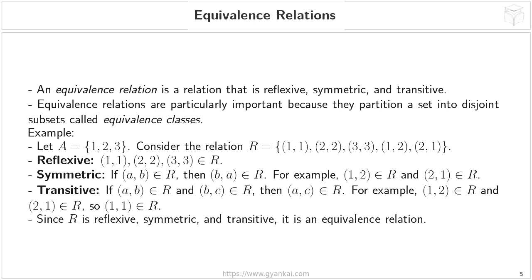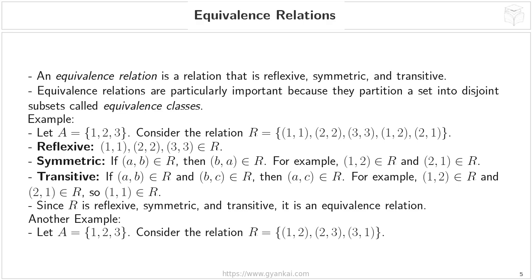Since R is reflexive, symmetric, and transitive, we can confidently say that R is an equivalence relation. Now let's look at an example of a relation that is not an equivalence relation. Again, our set A is {1, 2, 3}. This time our relation R is defined as the set of ordered pairs (1, 2), (2, 3), and (3, 1).